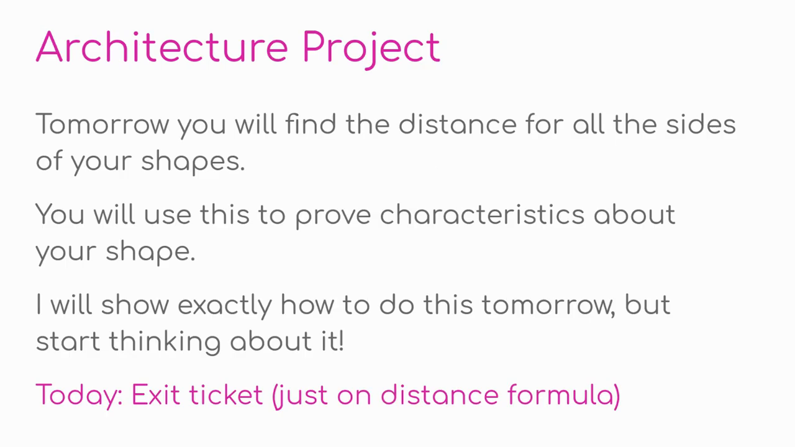As far as your architecture project goes, tomorrow you're going to find the distances for all the sides of your shapes, just like you did yesterday with slope. You're going to prove stuff about it, which I will go over tomorrow. Today, you're just going to do your exit ticket. That's just the distance formula. You're just going to have to identify the distance formula. And then I think there are two questions where you have to find the distance. So you'd have to plug them into the formula and figure out what the distance is between the two points.